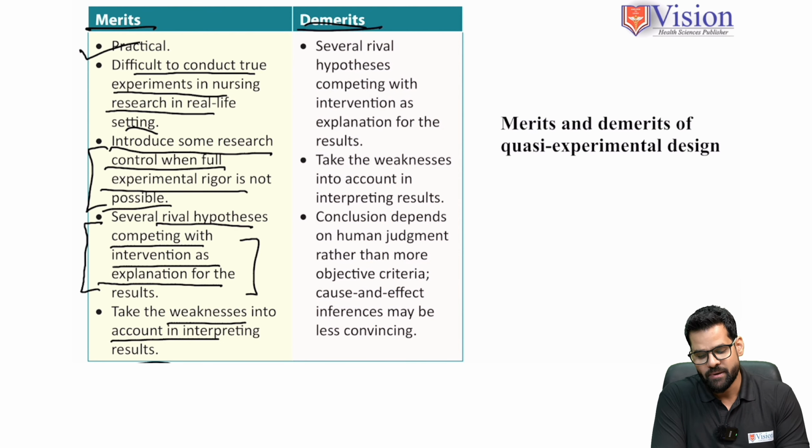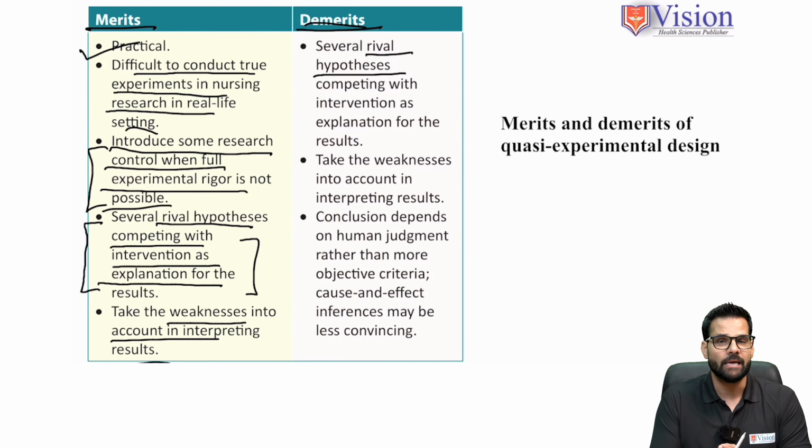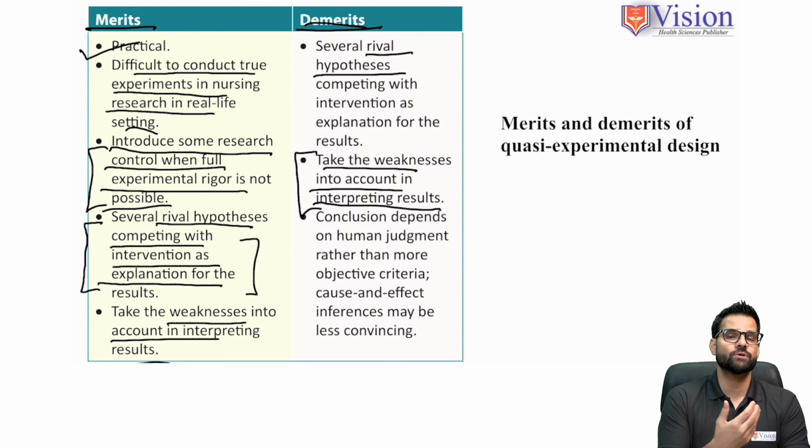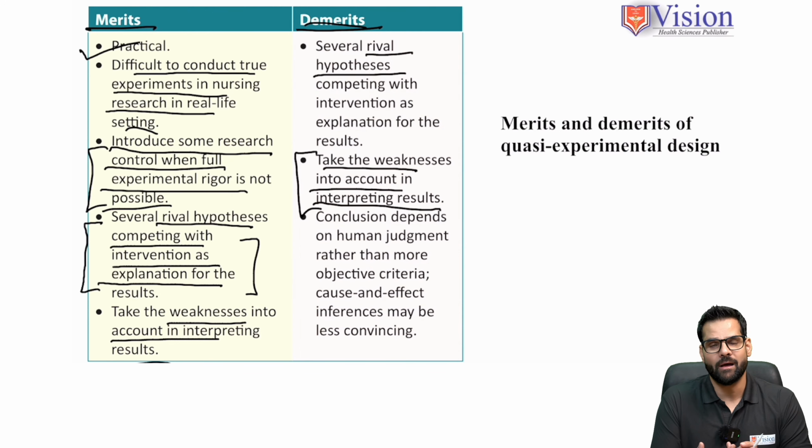If you talk about the demerits, one is that it is not like a true experimental; there are several rival hypotheses. For example, people can say the groups were not equal, you have not done randomization, so the groups are not equal and we don't believe in these treatments or these results. Take the weakness into account when interpreting the results. So that is one advantage you can say, but of course we are acknowledging our weakness, our limitation.